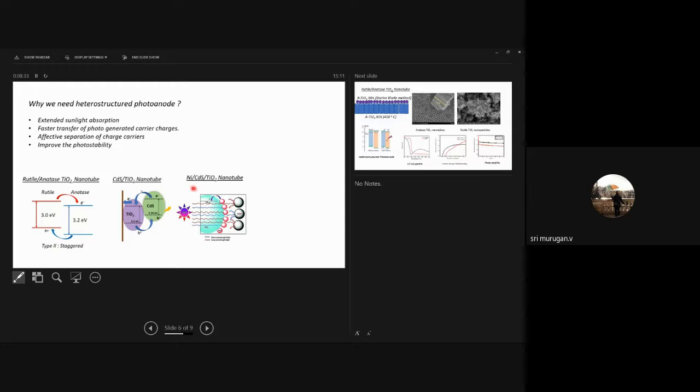Another one is the nickel CdS TiO2 nanotube photoanode. In this combination, we are adding nickel. This nickel nanoparticle will act in a dual role. First, it will act through a plasmonic effect so that it will enhance absorption, and it covers a longer wavelength range also. So compared to CdS, we'll be able to absorb a greater amount of light.